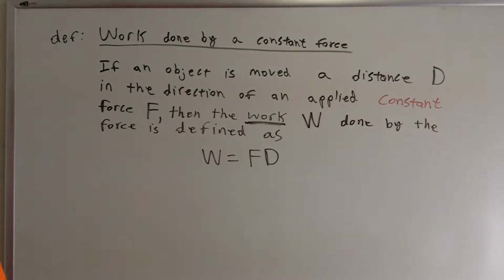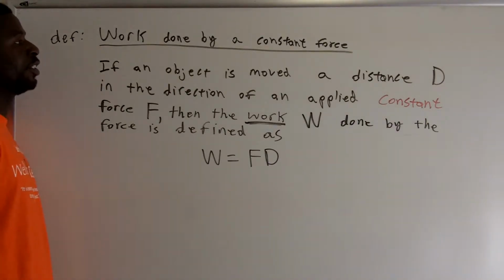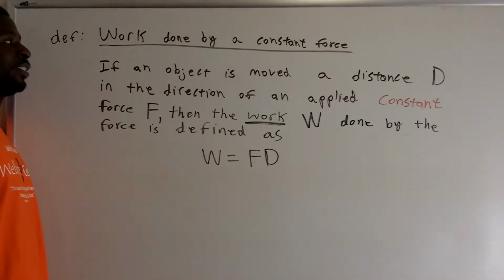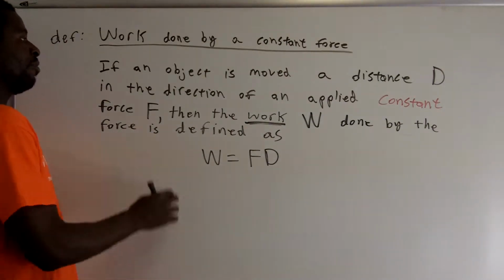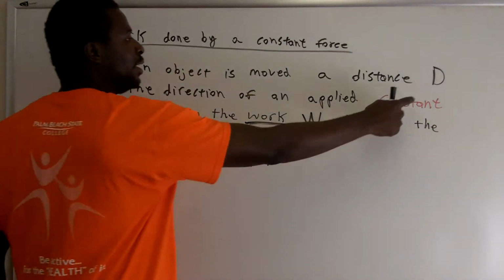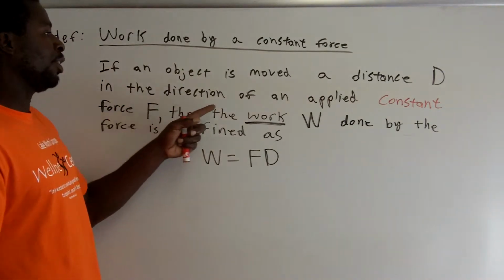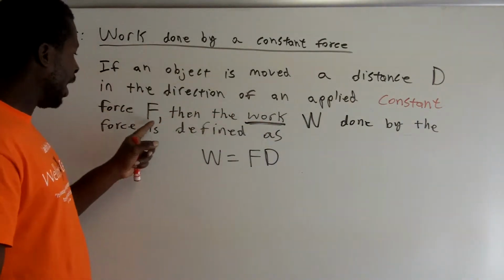Okay, so today we're going to talk about work. And what we have here is the definition of the work done by a constant force. We have an object, and the object is being moved a distance of d. So d represents the distance that the object is moved in the direction of an applied constant force F.